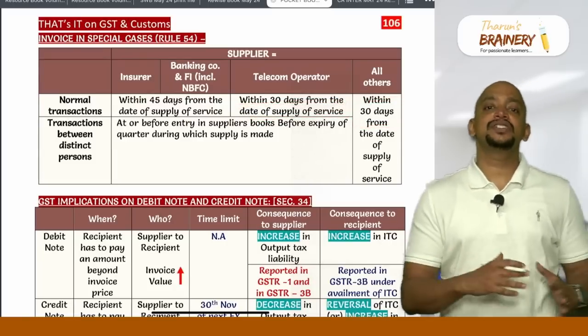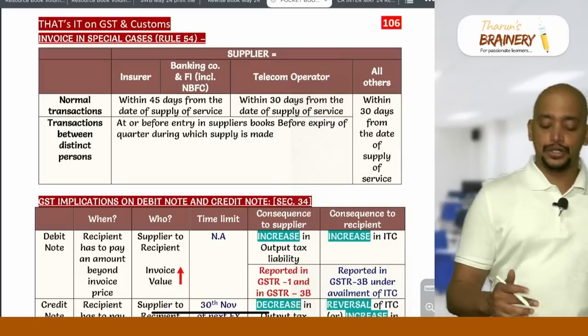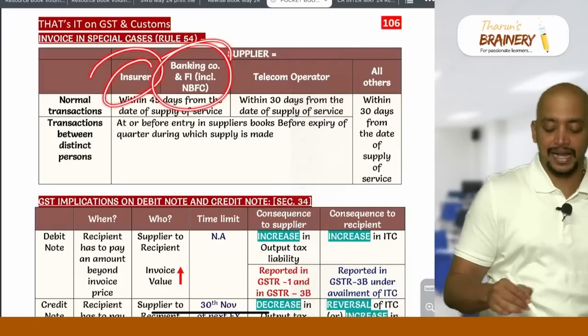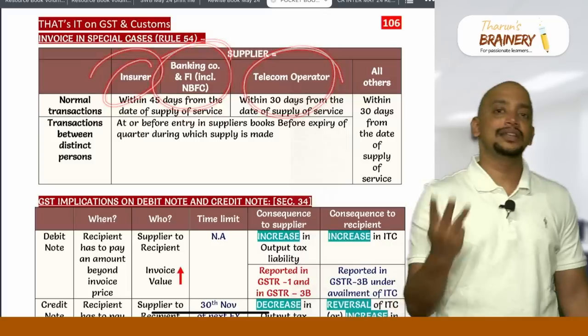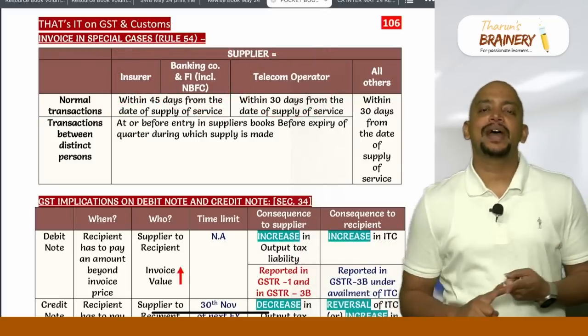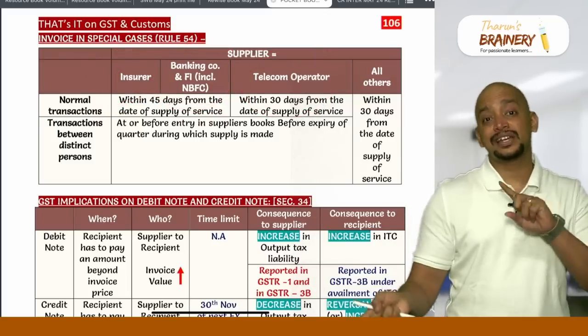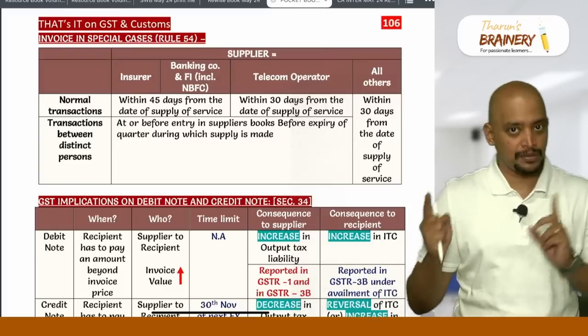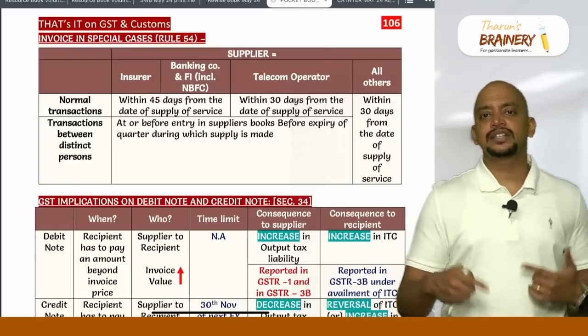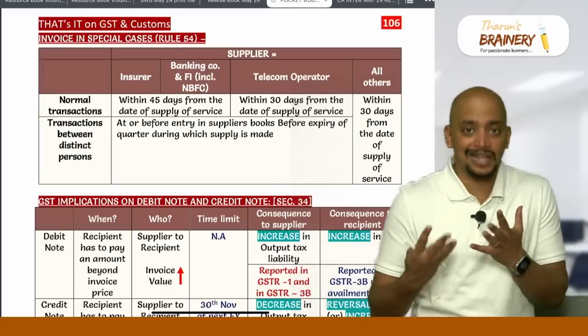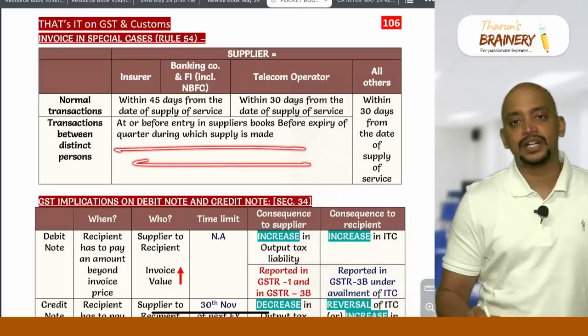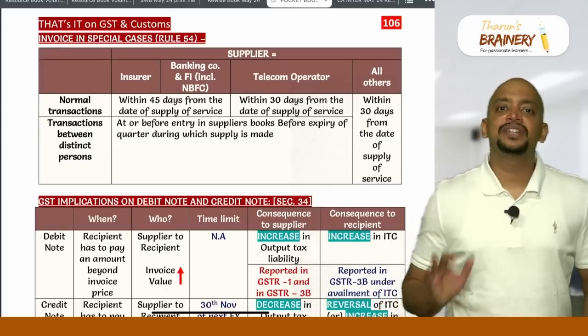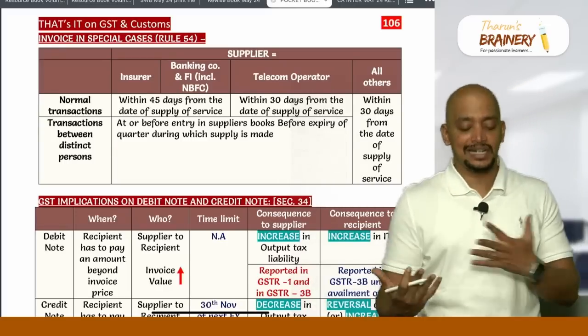Whereas if the transaction is between distinct persons, and that too only in 3 cases, that is, insurance companies, banking companies or telecom operators, transactions between distinct persons, one branch to another branch, they don't have to raise invoices within 45 days or 30 days as the case may be. But at the end of the quarter, before expiry of the quarter, if they raise invoices, that will be sufficient. So quarterly they can raise.